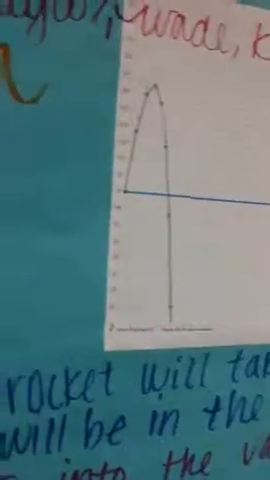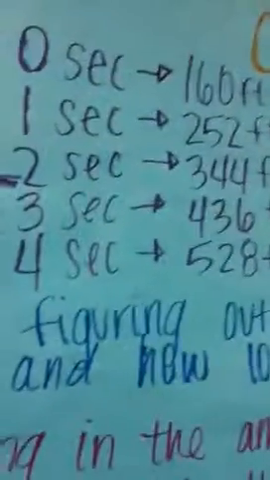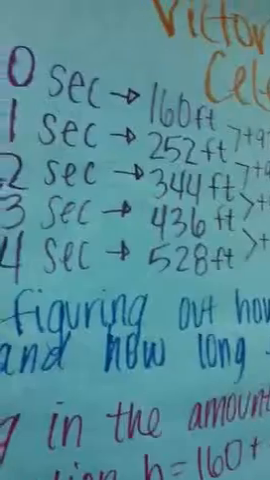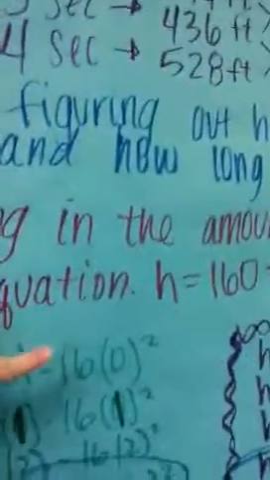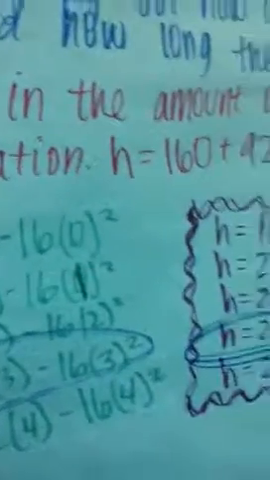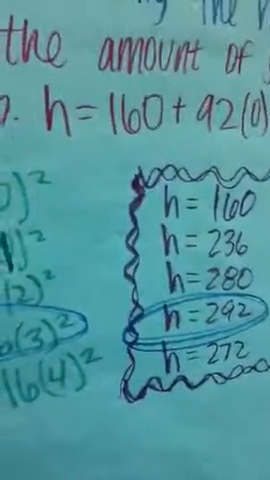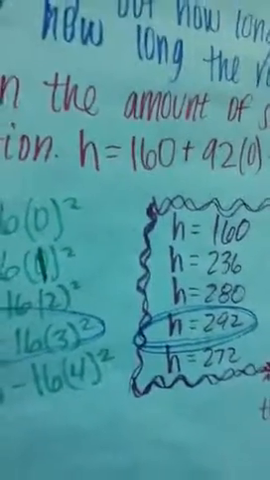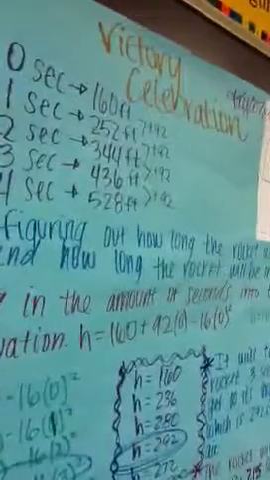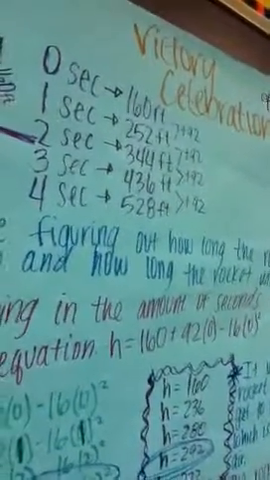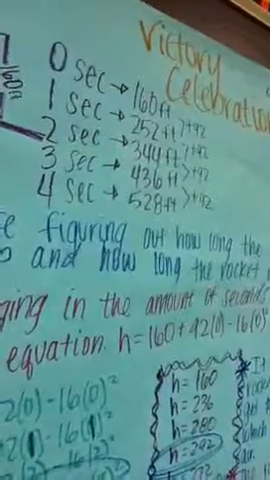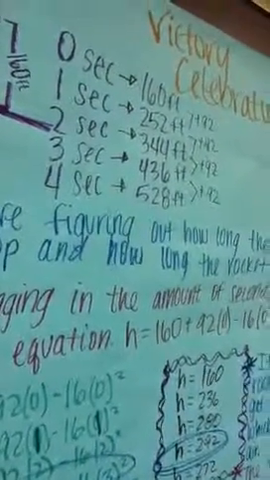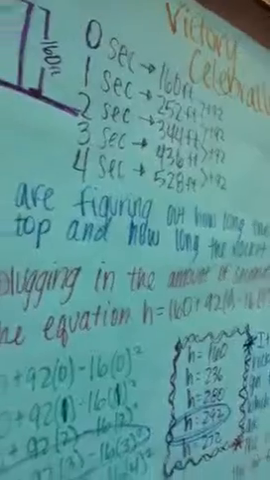Good. My question for you is, after 4 seconds, right here you have 528 feet, but then down here for 4 seconds you have 272 feet. So which one's which? It's the 272, because on the top one, all we were working on was how many seconds it took to go up, and we weren't putting the rest of the equation in it. Interesting. Good job.